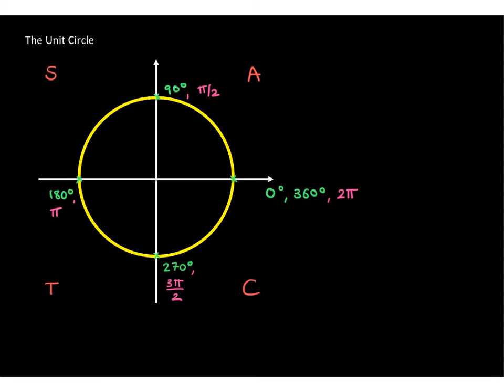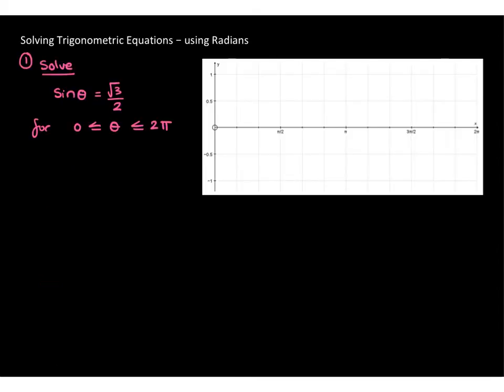Now, a little bit later on, we'll be looking at using the unit circle as a method for solving trigonometric equations, because it is one of the methods that we can use, and quite a few people prefer to solve trigonometric equations using this method. So what we're going to do now is have a look at solving a series of trigonometric equations working in radians rather than in degrees.